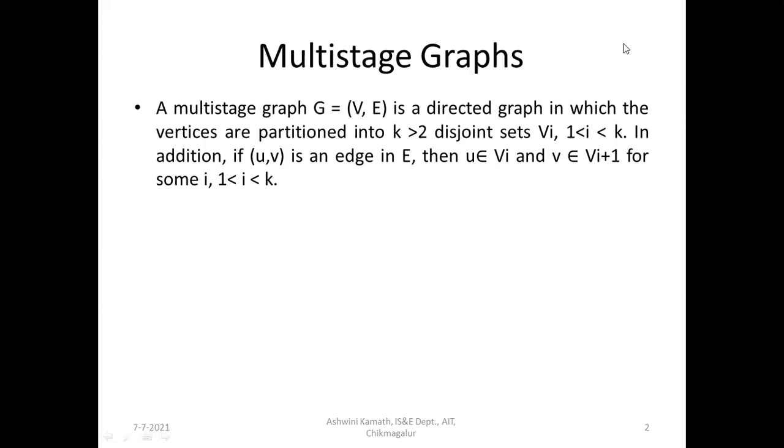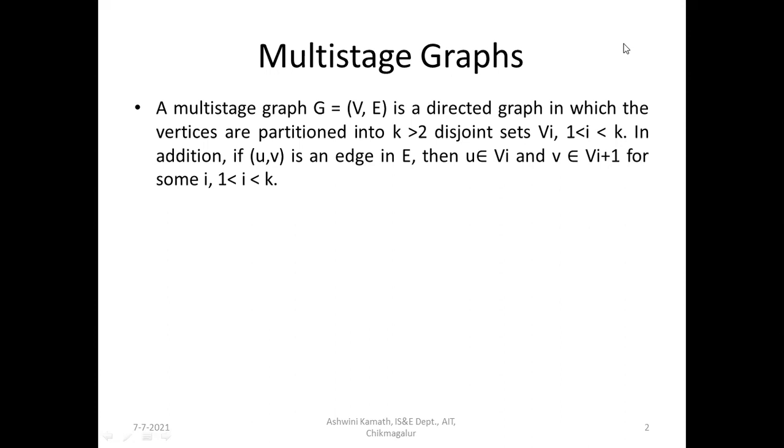So we'll have different levels, different stages in the graph, and the number of stages or levels is greater than 2. Each stage or level is represented by Vi, where i is greater than or equal to 1 and less than or equal to K.